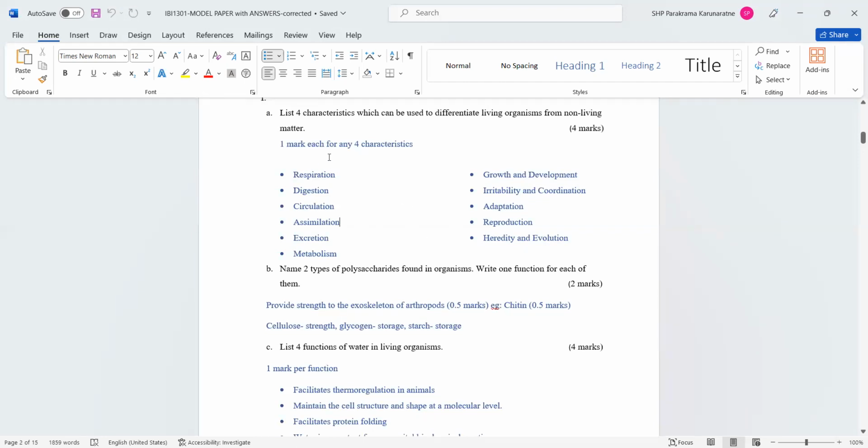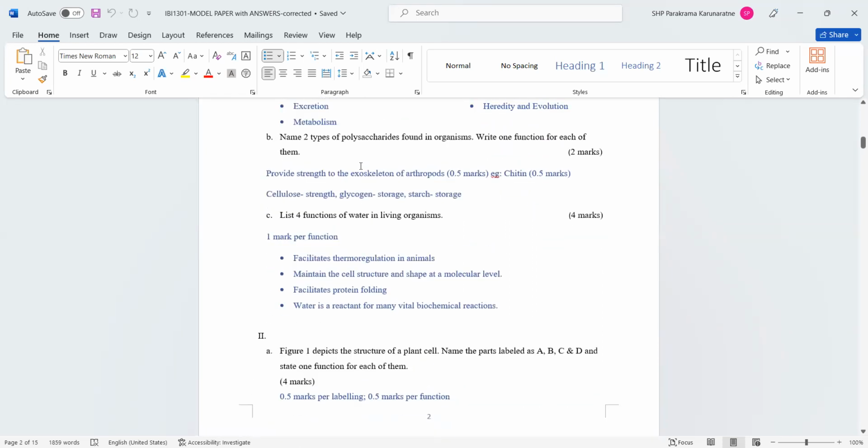So 1 mark for each characteristic. Things like respiration, the living organisms do, but not the non-living matter. Digestion, circulation, assimilation, excretion, metabolism, growth and development. Only the living organisms show these things. Irritability and coordination, adaptation, reproduction, heredity, and evolution. So any 4 from these, if you write, then you will get 4 marks. So that is the answer for section A.